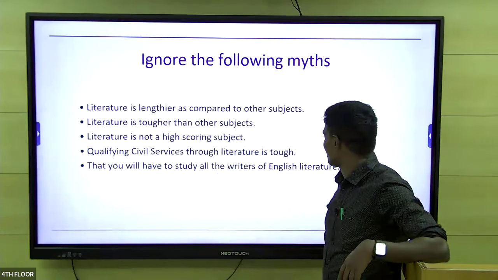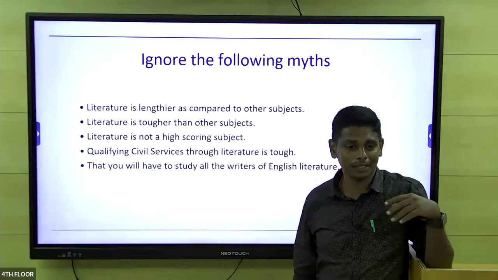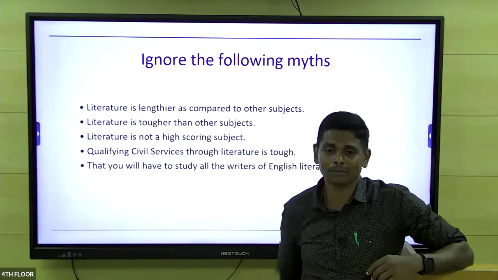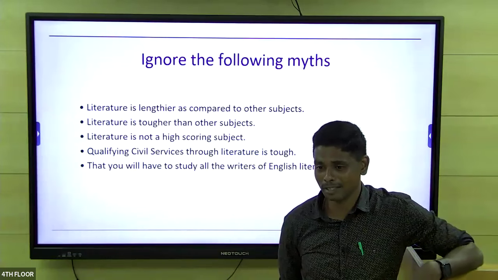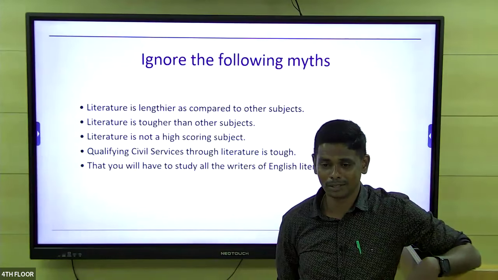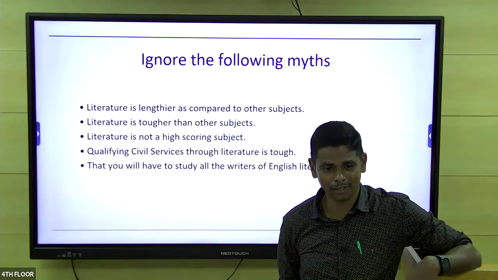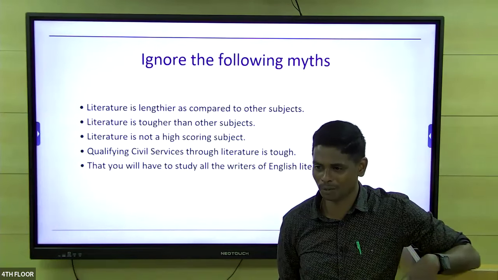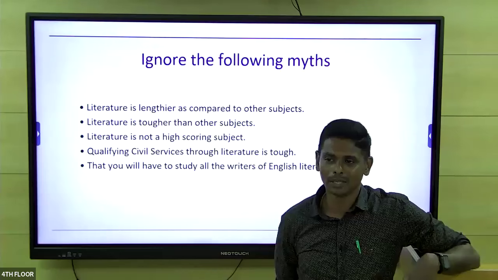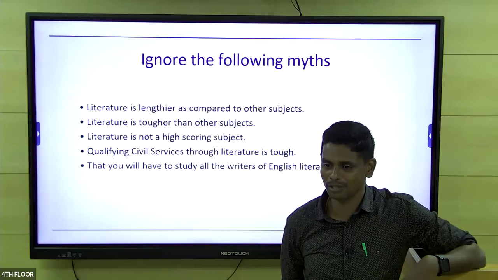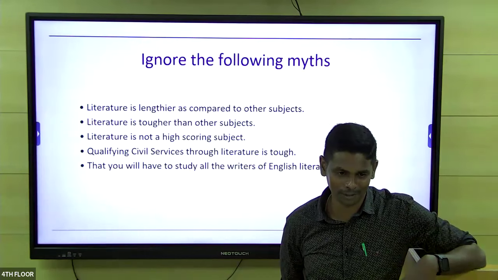Qualifying civil services through literature is tough? No. Last year we arranged a class for the students who have opted for English literature with REIM, who was All India top 26. She prepared with English literature, and she got her home cadre from Kerala. She studied in the same university where I studied. She studied English literature on her own and got rank 26.